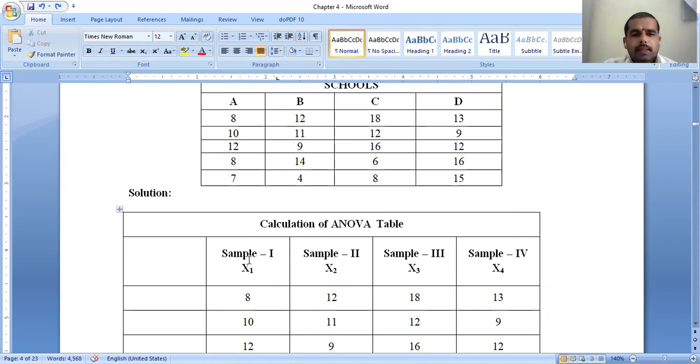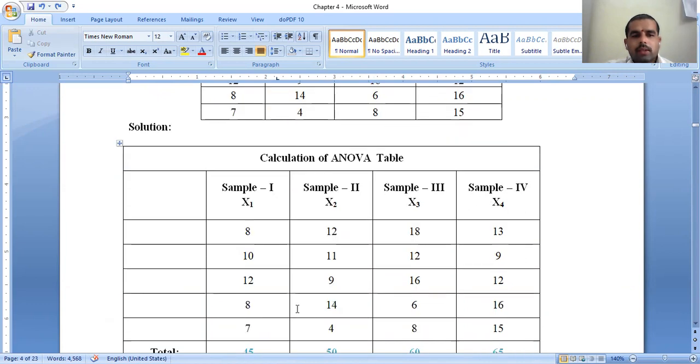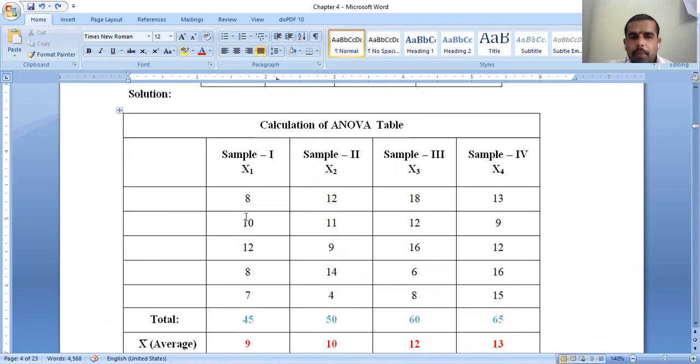Here sample 1, sample 2, sample 3, sample 4, instead of A, B, C, D. In addition to this, sample 1, I have written here x1, x2, x3, x4. Okay, x1 values are here. The same question I have copied here. Okay, same question. X2 values here, x3 values here, x4 values here.